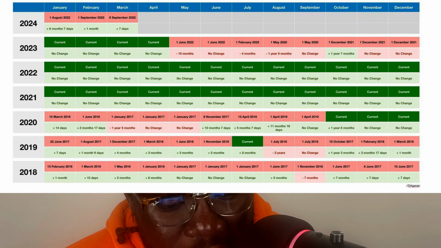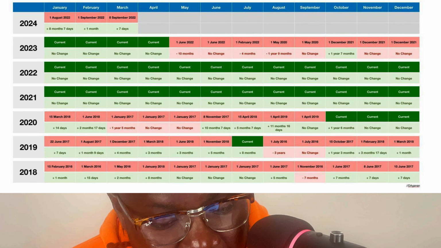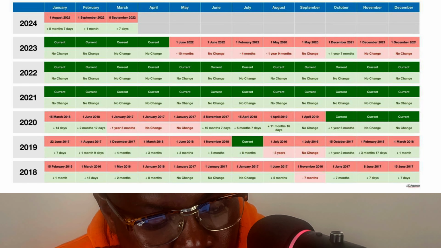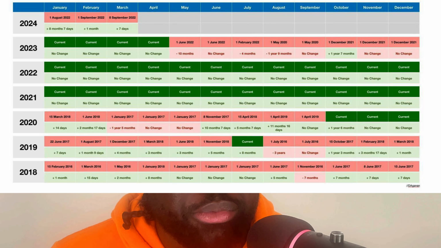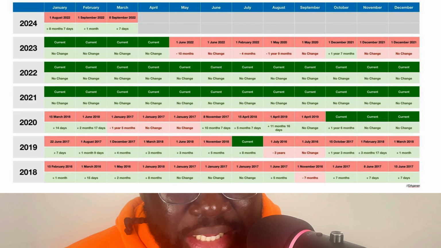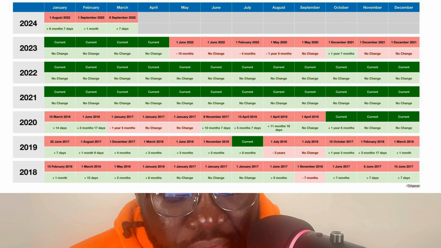So back to this chart. When the dates retrogressed in May, that means all those whose priority date was before or on the 1st of June 2022 were the only people who were going to be called for visa interviews.